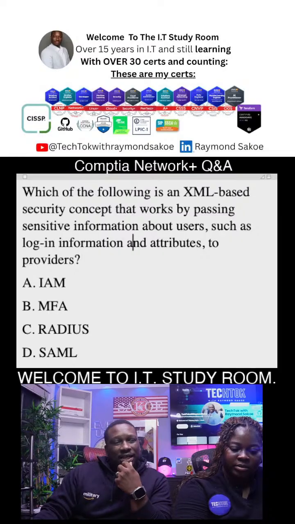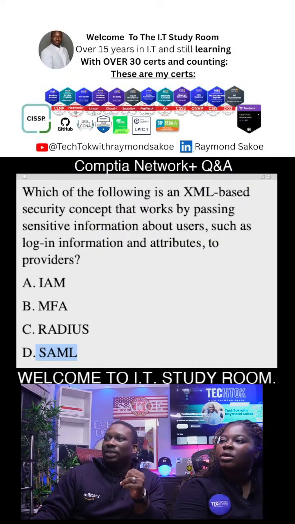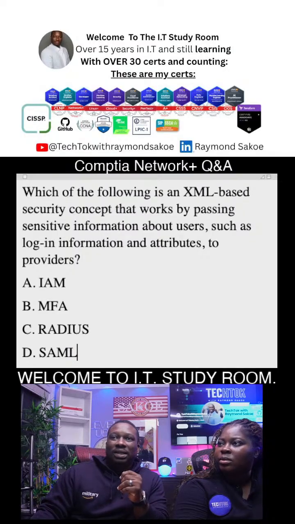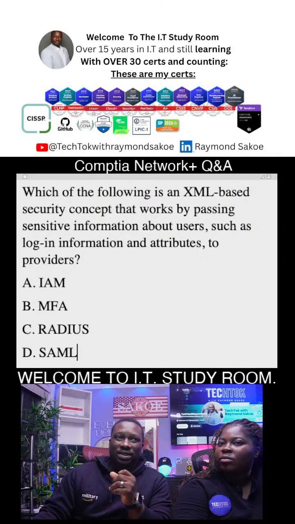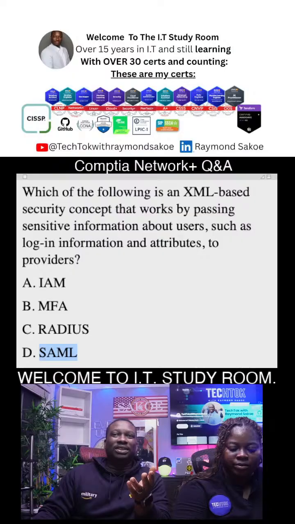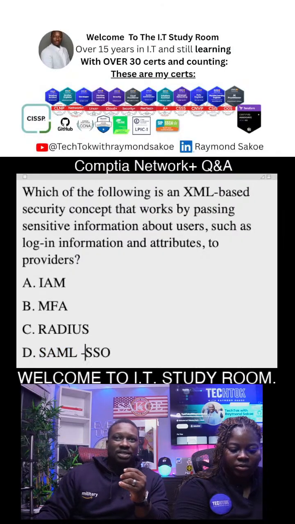So let's think of it. SML, the answer is the way to go. Okay. What is SML though? Security Assertion Markup Language, right? And that's what I'm going to explain now. That's a technology that enables SSO, which is single sign-on, right?